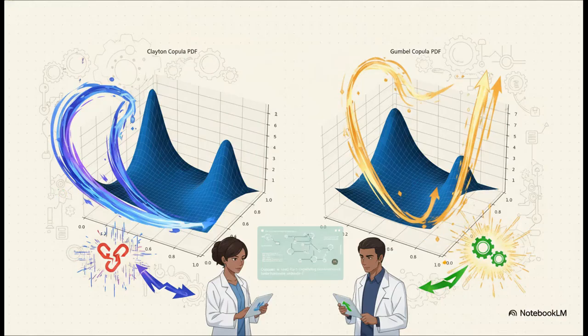And the flavors keep coming. You can get even more specific. The Clayton copula on the left, see that peak in the bottom left corner? That's all about modeling lower tail dependence, a really strong link during joint crashes. The Gumbel copula on the right is the complete opposite. It models upper tail dependence, or a strong link during joint booms. You get to choose the tool that actually fits the story your data is trying to tell you.